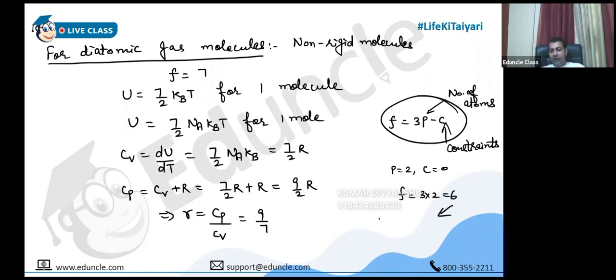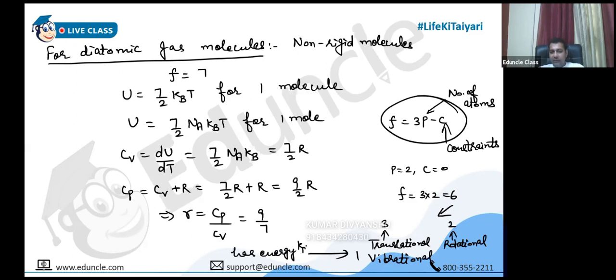Out of these 6, 3 are translational, 2 are rotational, and 1 is vibrational. Actually, it is like this. But vibrational has energy kT. That's why, because we are always writing U as F by 2 kT, we are writing 7 over here. But otherwise, it is like this. Okay, clear now?